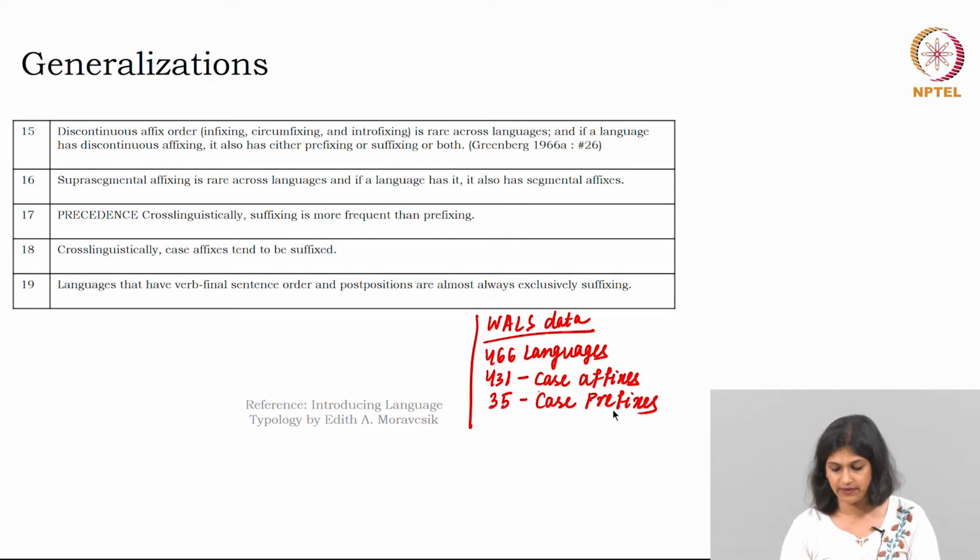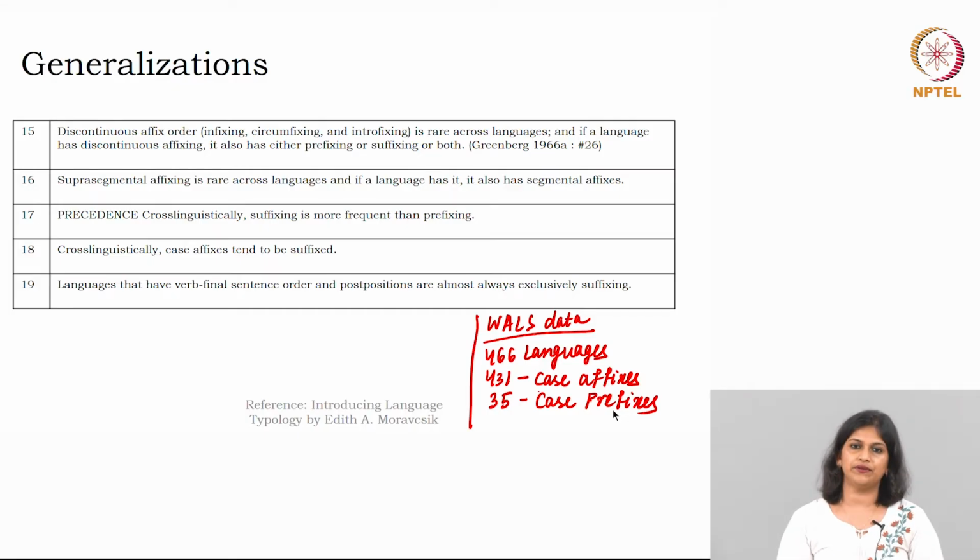It is not out of 431, I am sorry, I think I got the data wrong a bit. So, the total number of samples that they have studied is 466, 35 have prefixes, 431 have suffixes, right. So, that is how cross linguistically case affixes tend to be suffixed. Okay. So, it is not generally prefixed because the number of case prefixes is only 35. So, the 17th and 18th are somehow related typological generalizations.